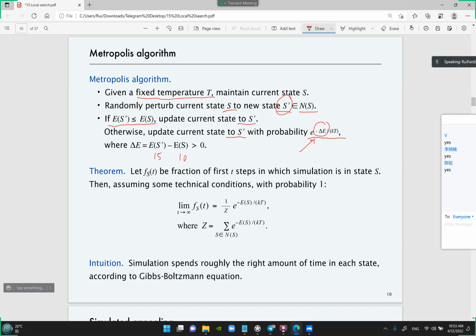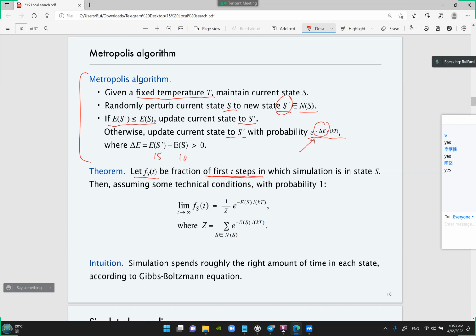All right, and then what the authors showed was that they proved this theorem, which said that if you follow this Metropolis algorithm and run it for many, many steps, let's say t steps, then you can look at how often you're in different states S. Here f sub s of t is how many times you are in state S if you run the algorithm for t steps. Like, you run this for 100 steps and you're in some state 10 times.